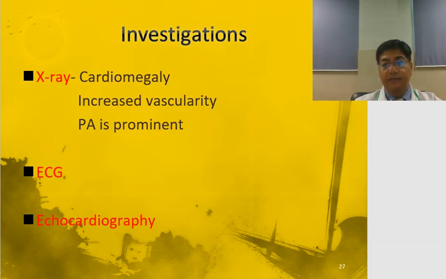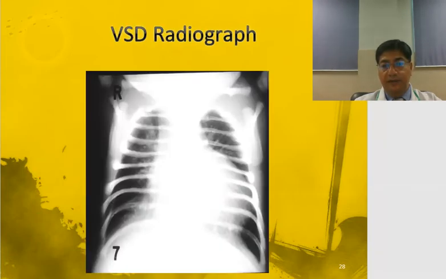In a larger defect, there will be cardiomegaly, there will be pulmonary plethora, and the pulmonary artery can be prominent if pulmonary hypertension has started. And the ECG will show initially left ventricular hypertrophy, later on biventricular hypertrophy, and it can show pulmonary hypertension with a strain pattern. And you can diagnose the site of the defect and the dynamics of blood flow through the defect on echocardiography.